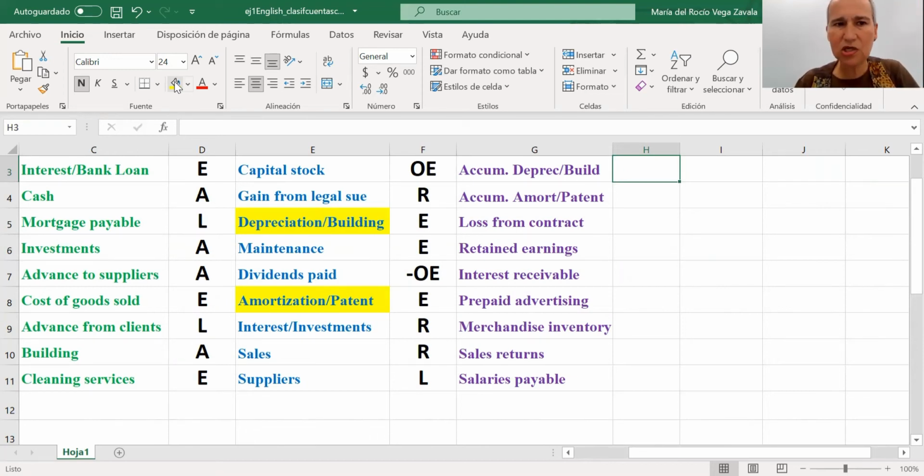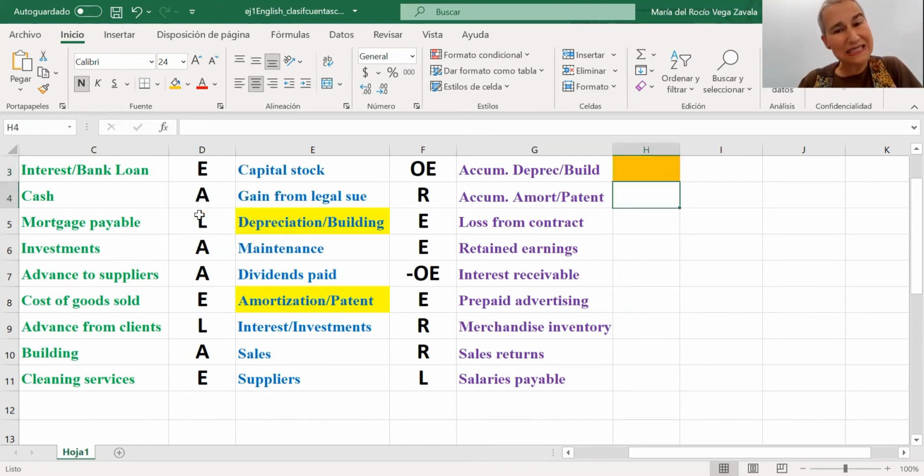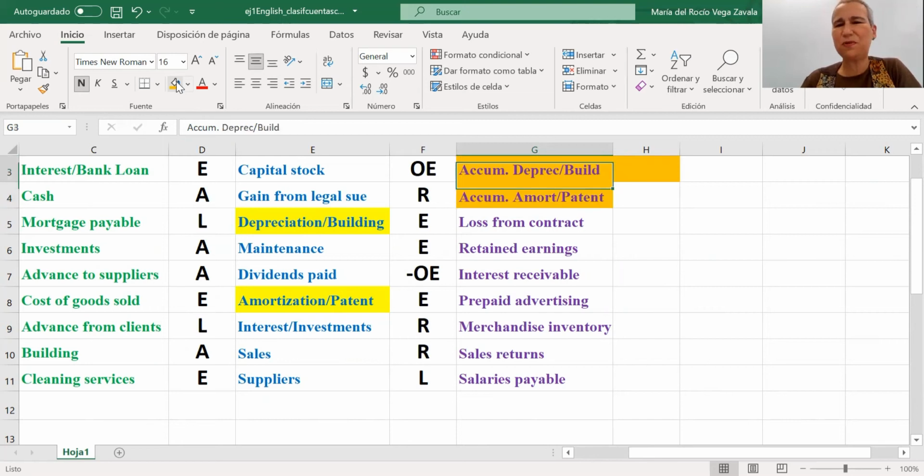Accumulated depreciation. What's that? We already talked about depreciation. But yes, this is kind of different. Let me paint it in another color. These and these. I will explain it for depreciation, but it's exactly the same idea for amortization. So we talked about the depreciation. It is an expense because it is the part of the building that has been already used.